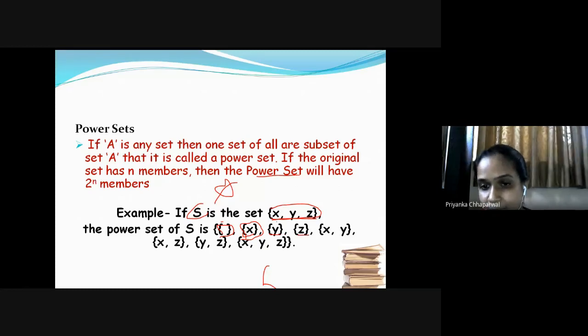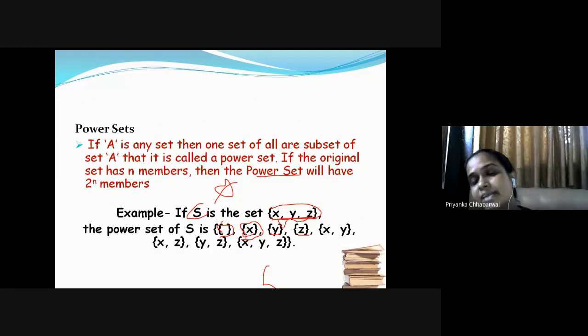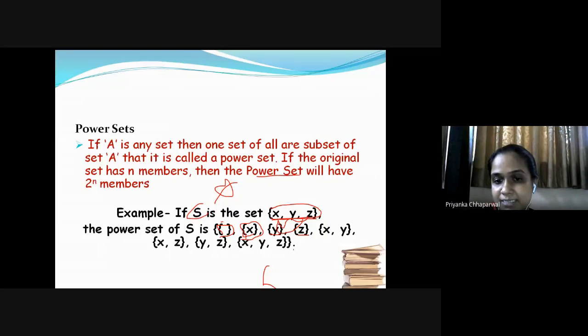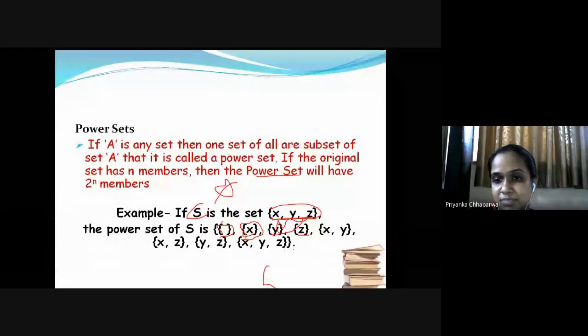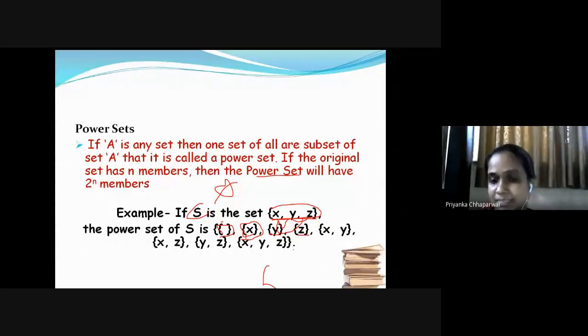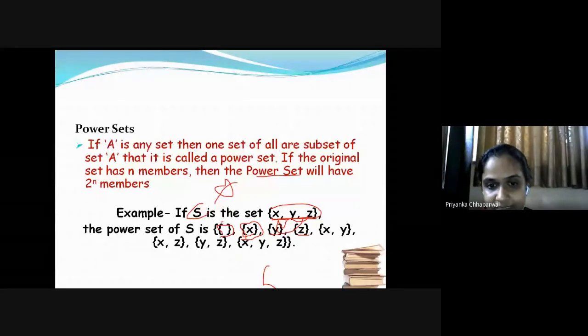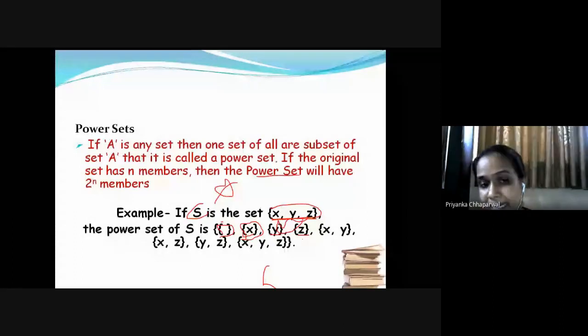Then we take the combinations: {x, y}, {y, z} and {z, x}, and {x, y, z}. Every set is a subset of itself. Means जो भी set है वो अपने में ही अपना subset होगा. So we see that 1, 2, 3, 4, 5, 6, 7, 8. So in this we have 8 elements. The power set has 8 elements.